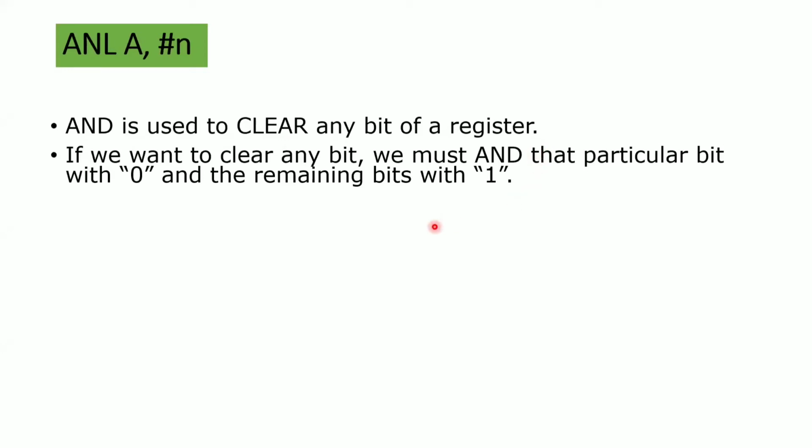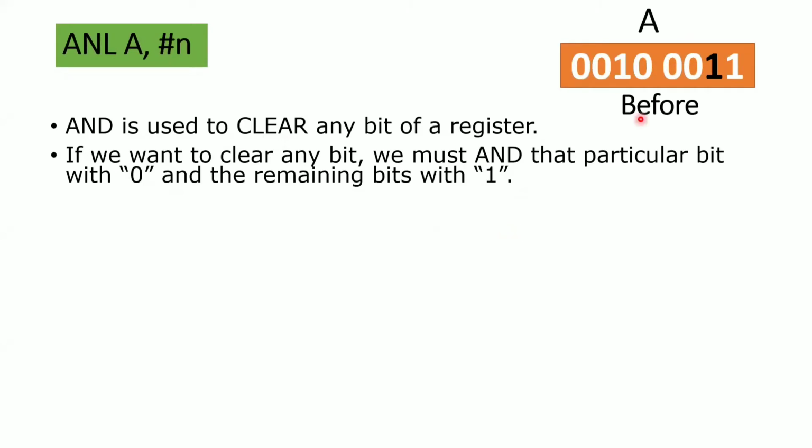Whenever you want to clear a bit, you perform the AND operation with a value in which the bit you want to clear is 0 and the remaining bits are 1. To make this point clear, I will take one example. Now the A register consists of 0010 0011. Whatever digit is in the black color, I want to clear. What is meant by clear? I need to make it 0. So for that, I need to perform the AND operation with some value. That value should consist of all ones except for the bit I want to clear.